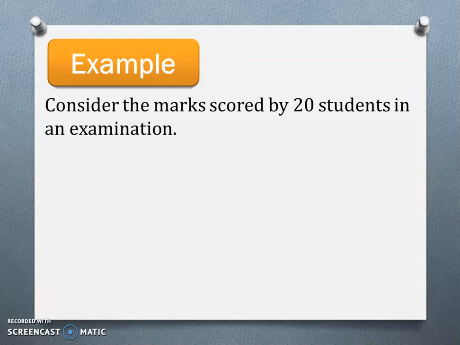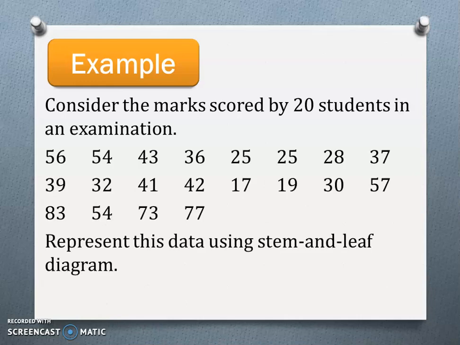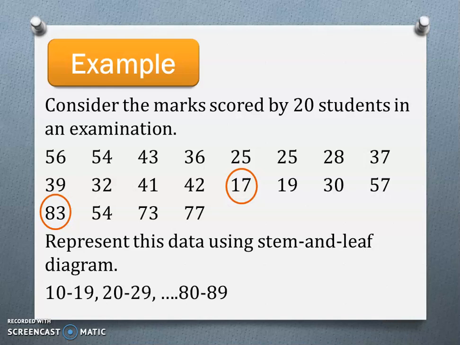Consider the marks scored by 20 students in an examination. Represent this information using a stem and leaf diagram. Notice that the lowest mark is 17 and the largest number here is 83. We need to group this data into intervals and all the intervals must be of equal width. It seems sensible to choose intervals 10 to 19, 20 to 29, up till 80 to 89 for this data.